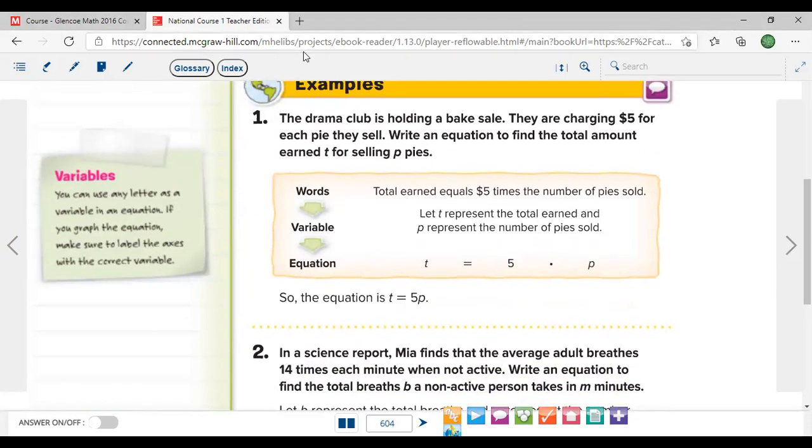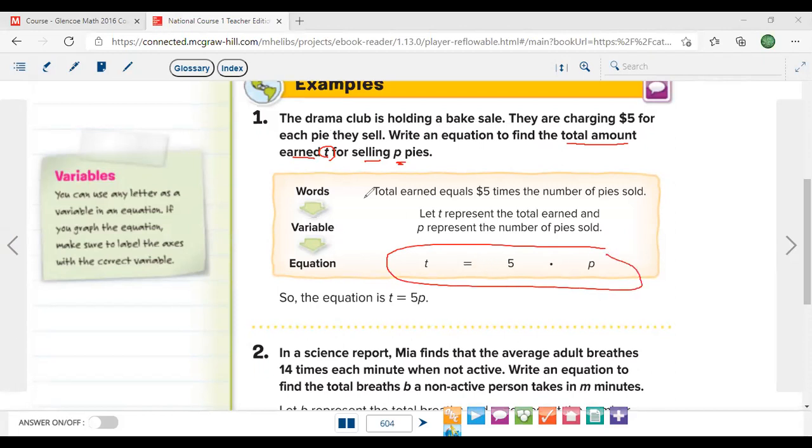Like in this example number 1, the drama club is holding a big sale. They are charging $5 for each pie they sell. Write an equation to find the total amount earned T after selling P pies. So it will be like this: T equals 5 times P. We don't want you to write all this stuff. We just want you to write this equation. T equals 5P.